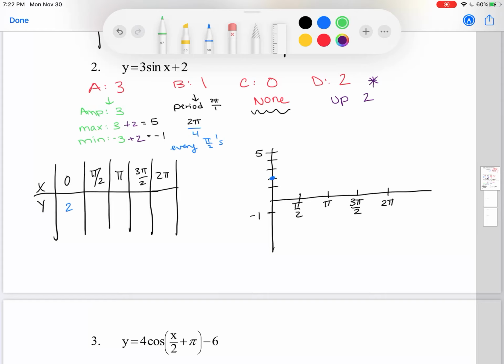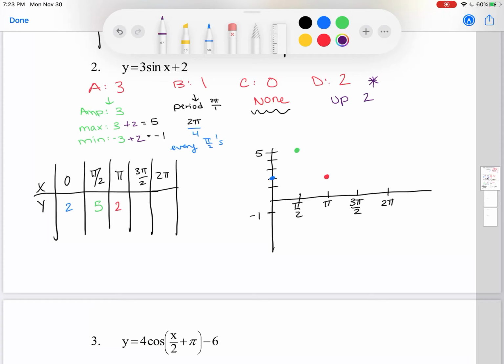Move on to pi over 2 here. Sine at pi over 2 gives me 1. Well, 1 times 3 is 3. Plus 2 is 5. Again, you'll start to see the patterns develop. If I plugged in a pi, sine at pi is 0. Times 3 is still 0. Plus 2 is 2. So that brings me right back down.